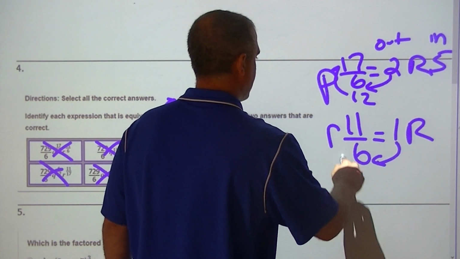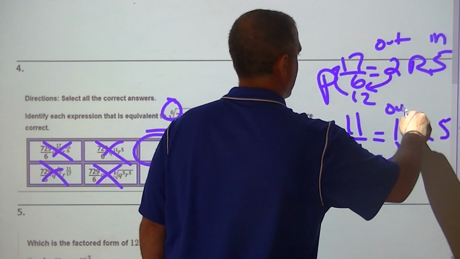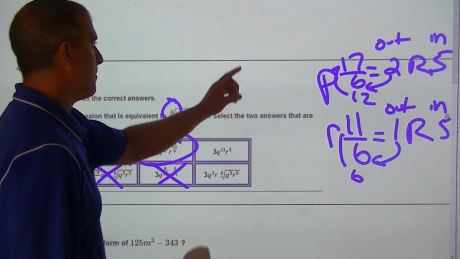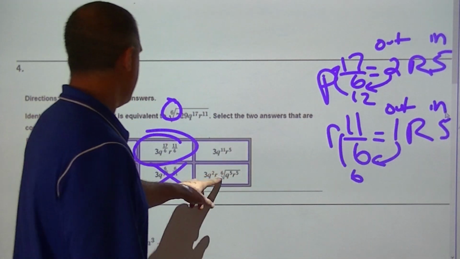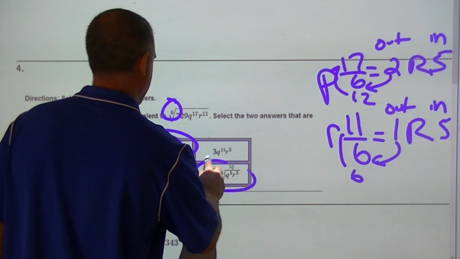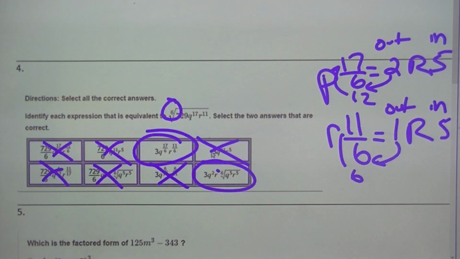1 times 6 is 6, 5 more there, so outside and inside. Okay, so for the P it's got to be 2 on the outside. For R it's going to be 1, okay? And so that's my other answer. This will not count, okay?